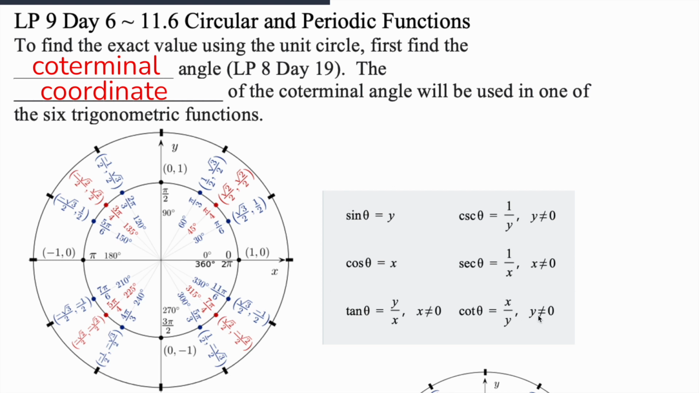And then we do need to remember our trigonometric functions and the ratios. So our sine is equal to the y coordinate, our cosine is equal to the x coordinate, tangent is y over x, and then we have our reciprocal trigonometric functions. So cosecant is the reciprocal of sine, which is 1 over y, secant is the reciprocal of cosine, which is 1 over x, and cotangent is the reciprocal of tangent, which is x over y.